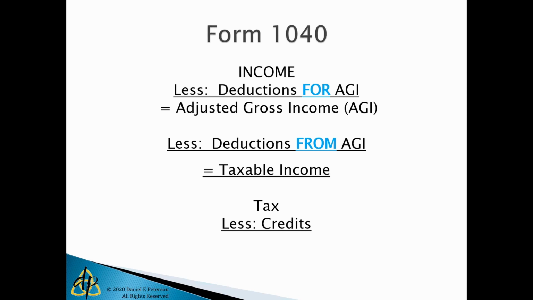The resultant number is the total tax that you owe. Now, you might have federal income tax withholding, you might have estimated tax payments, might have other sources that have paid toward your federal income tax, so it may not be the amount that you owe, but it will be the total tax that's calculated on your return.